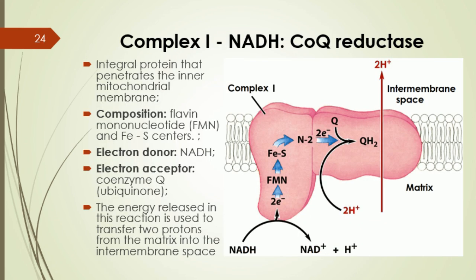Complex 1, NADH coenzyme Q reductase, is an integral protein that penetrates the inner mitochondrial membrane. The complex includes electron and proton carriers, flavin mononucleotide, FMN, and iron sulfur centers. Electron donor, NADH. Electron acceptor, coenzyme Q, ubiquinone. The energy released in this reaction is used to transfer 2 protons from the matrix into the intermembrane space.